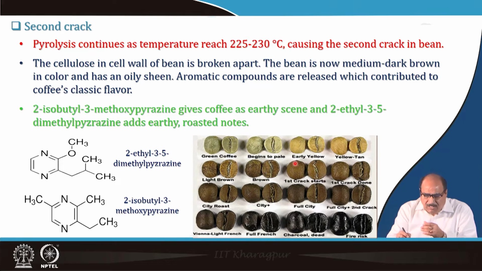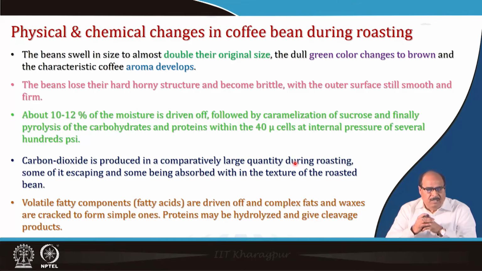You can see here the different stages of the development of the coffee seed during roasting, changes in the color. 2-isobutyl 3-methylpyrazine gives coffee an earthy sheen, and 2-ethyl 3,5-dimethylpyrazine adds earthy roasted notes. So, I will summarize the physical and chemical changes occurring in the coffee bean during roasting.